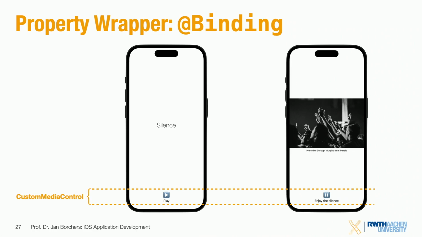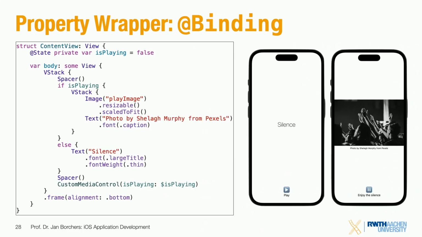And what we're going to be using in here, this down here, this play or enjoy the silence thing, is a custom media control view that you will see a definition of. It's very simple. And in order to get the information across these views, we will need bindings. So here's the code that I will go through real quick here.